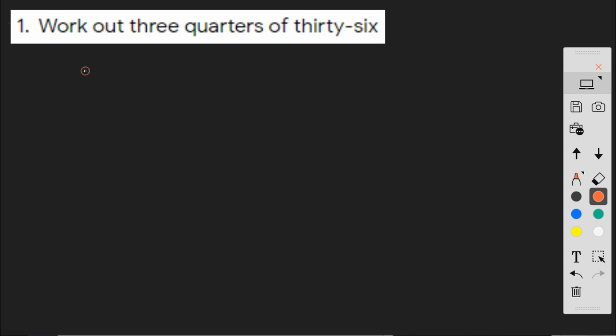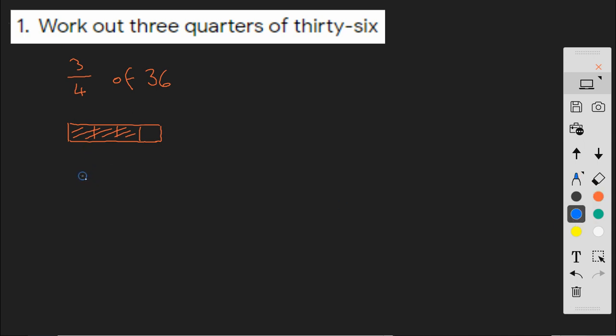We start off with a fractions question: 3/4 of 36. Now we're going to do this without a calculator to start with. Let's just remind ourselves of what 3/4 looks like. So think about what steps I went through there.